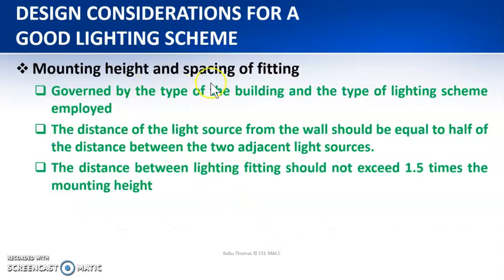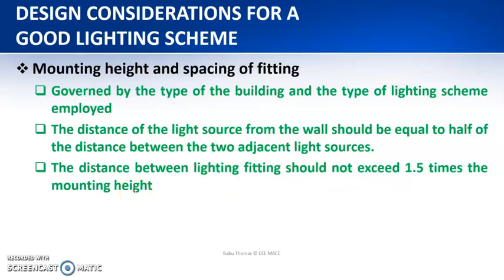Next is the mounting height and the spacing of the fitting. It will again depend upon the type of the building and the type of lighting scheme which you have chosen. The distance of the light source from the wall should be equal to half of the distance between two adjacent light sources, and the distance between the light fittings should not exceed 1.5 times the mounting height.